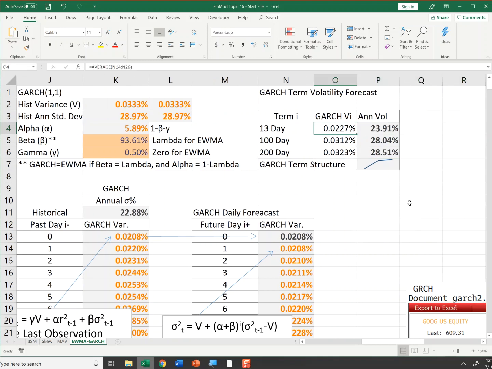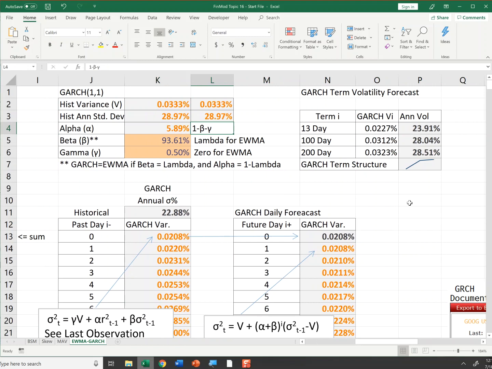So that is the GARCH model. It is simply EWMA plus long-term mean reversion, where you need values for alpha, beta, and gamma, which give you the weightings of the long-term variance, what happened yesterday, and the prior day's forecast. So that is GARCH.